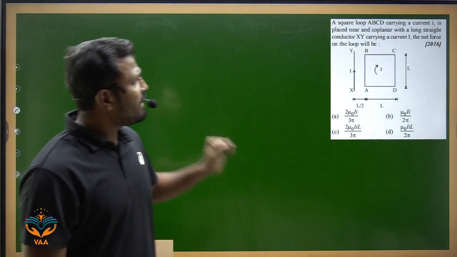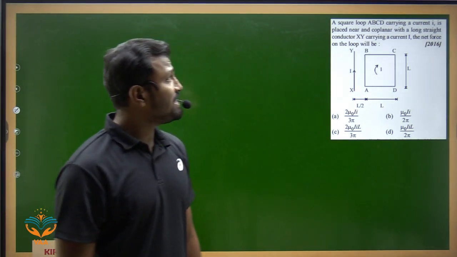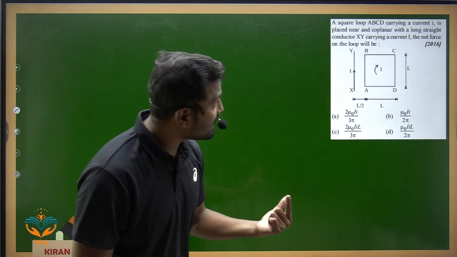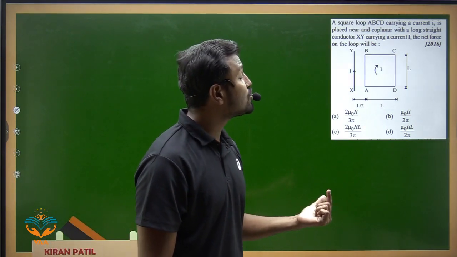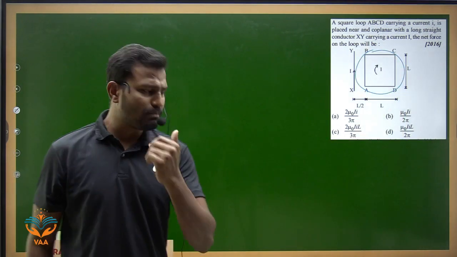The next question: a square loop ABCD carrying a current I is placed near and coplanar with a long straight conductor XY carrying current I. The net force on the loop. They have asked the net force on this loop. Okay, very simple, no problem.